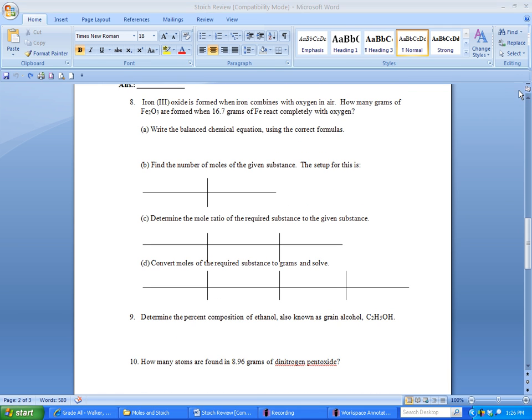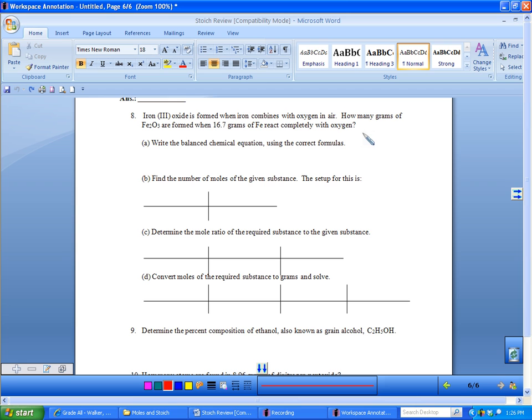Okay, there's number 8. Number 8 says iron oxide is formed when iron combines with oxygen air. So Fe plus O2 gives me Fe2O3. It is not balanced. I'm going to go ahead and balance it. So I'm going to say that this is a 4 here, this is a 3 here, and a 2 here. And I'm going to start out with 16.7 grams of Fe, and I'm looking for how many grams of Fe2O3. All right, so there's my balanced equation.